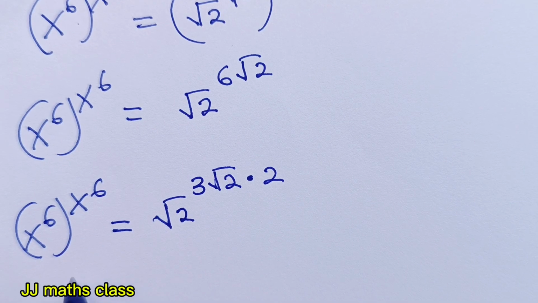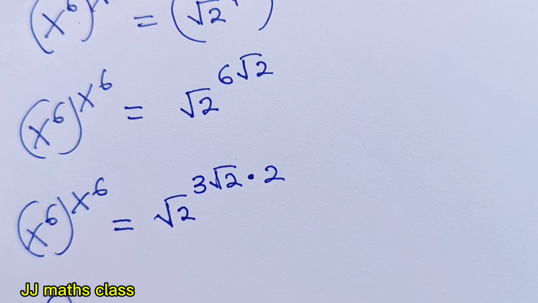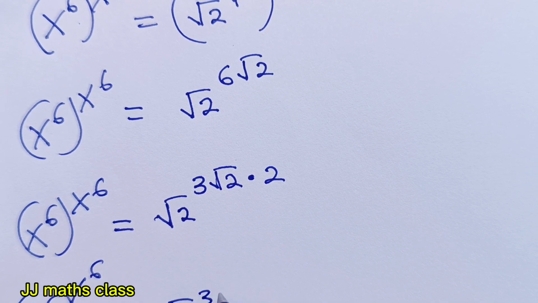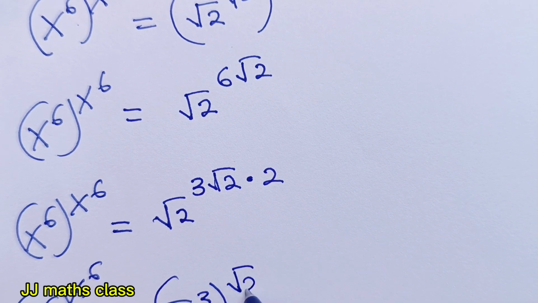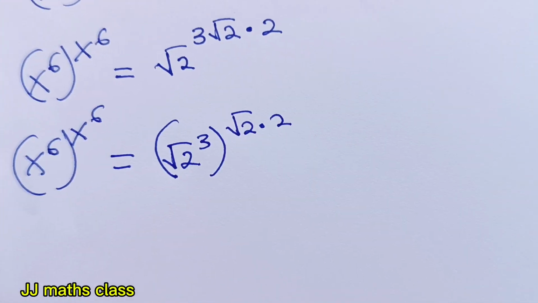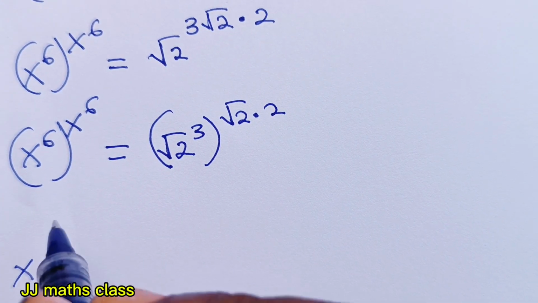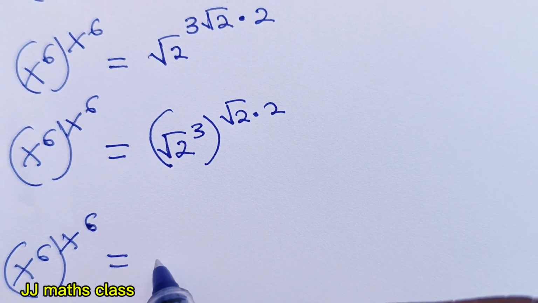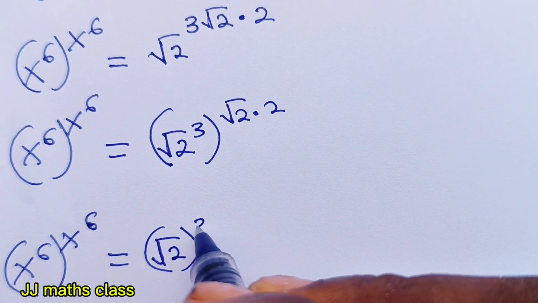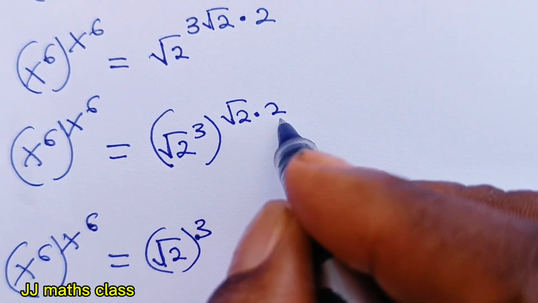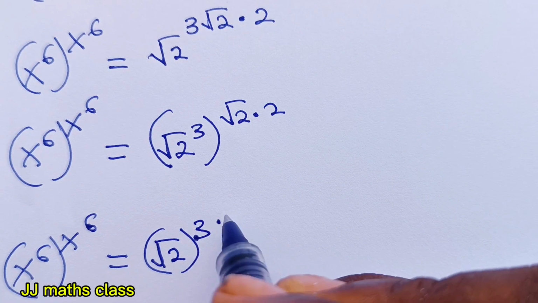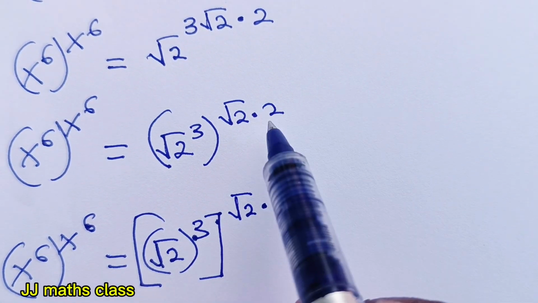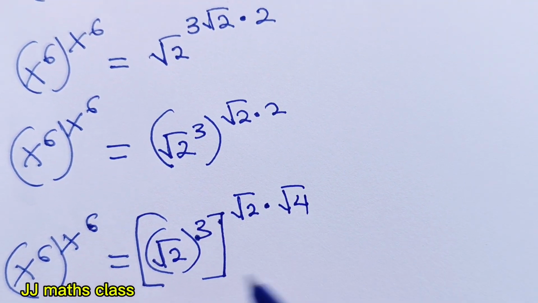Now we can write this as x to the power of 6 raised to the power of x to the power of 6 is equal to root 2 raised to the power of 3, now raised to the power of root 2 multiplied by 2. So we have x to the power of 6 raised to the power of x to the power of 6 is equal to root 2 raised to the power of 3. Then root 2 multiplied by 2 is the same thing as square root of 4.